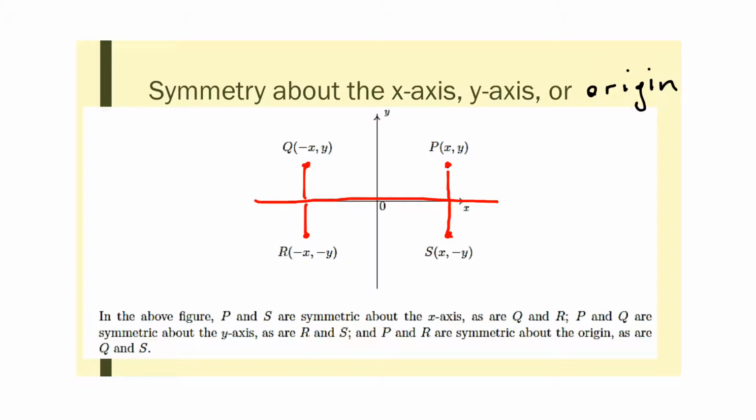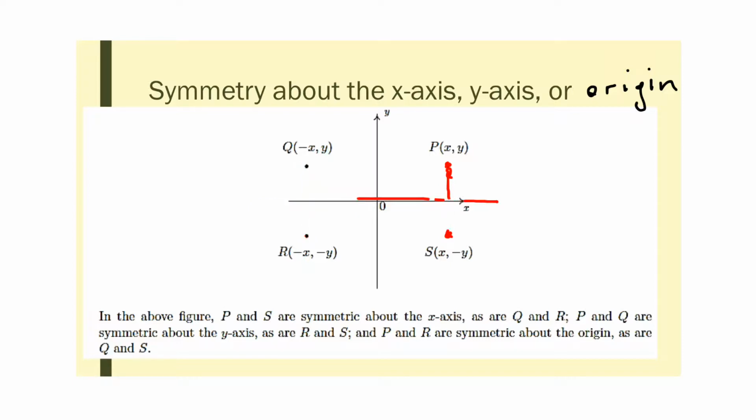So if you're symmetric about the x-axis, your (x, y) point and your (x, negative y) point are two points that are symmetric about the x-axis. In other words, your x value does not change, it's the same number. Your y value is the opposite of this value here. So if this is 3, this would be negative 3. Okay, so that's symmetry about the x-axis.